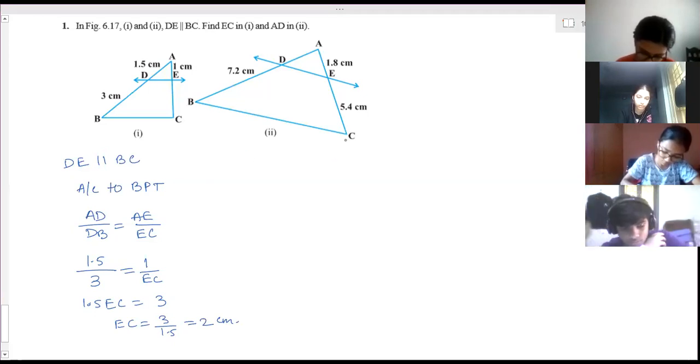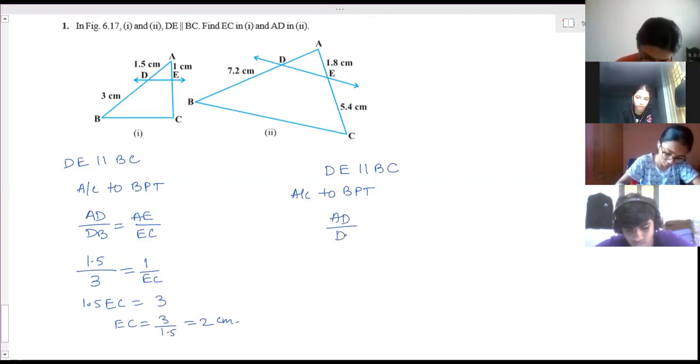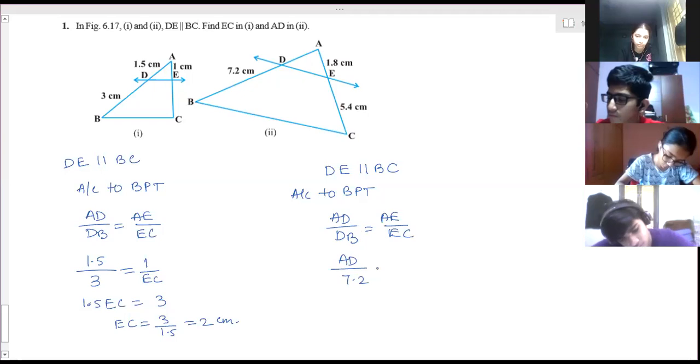And the second case, here also DE is parallel to BC. So according to BPT, AD by DB is equal to AE by EC. AD we don't know, DB is 7.2, AE is 1.8, and this is 5.4. So 18 ones are 18, 3s are.